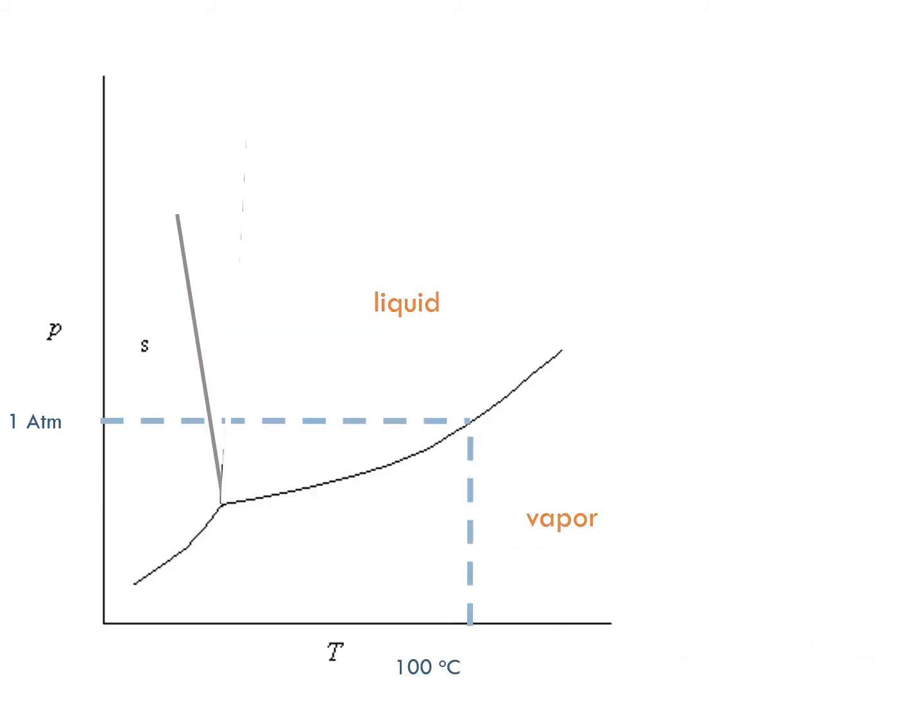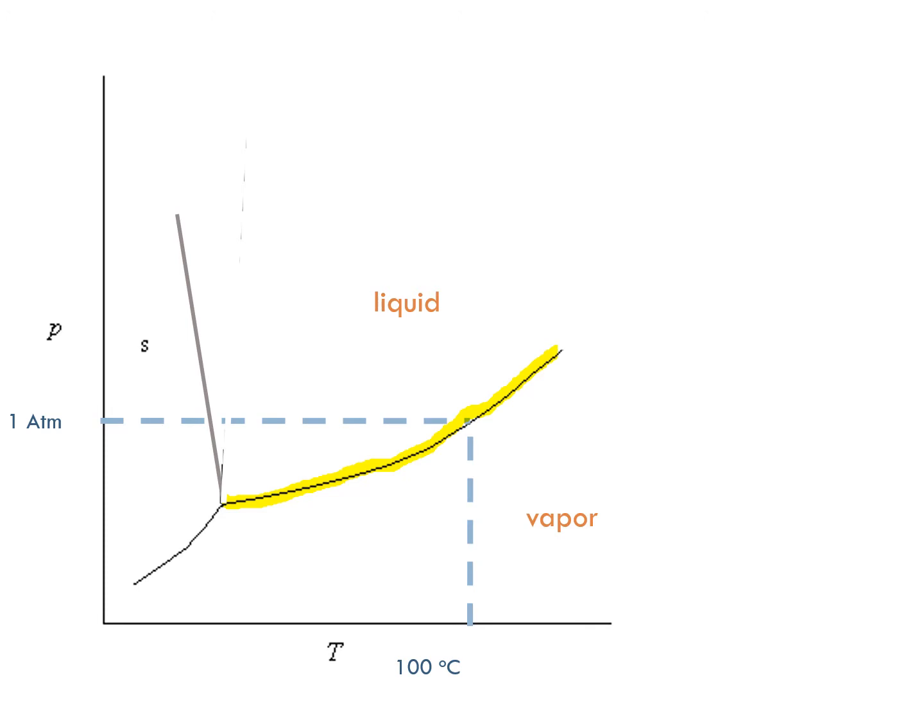This graph is a phase diagram for water, so it's showing all transitions from solid to liquid, from liquid to vapor, and from solid directly to vapor. We will talk more about it later, but for the time being, let's just focus on the evaporation curve, that is this one.